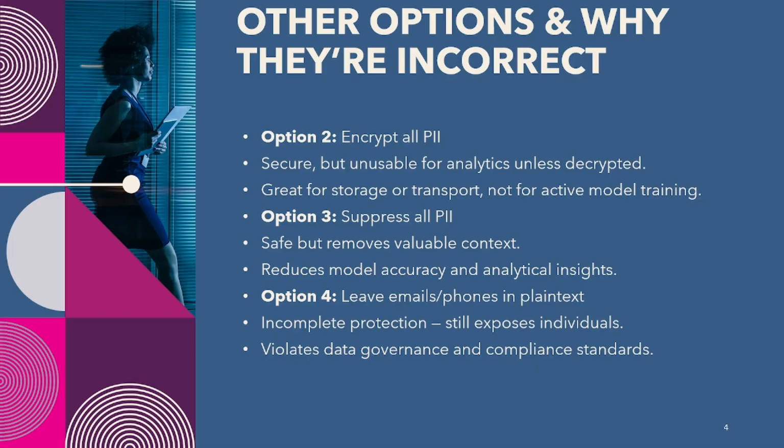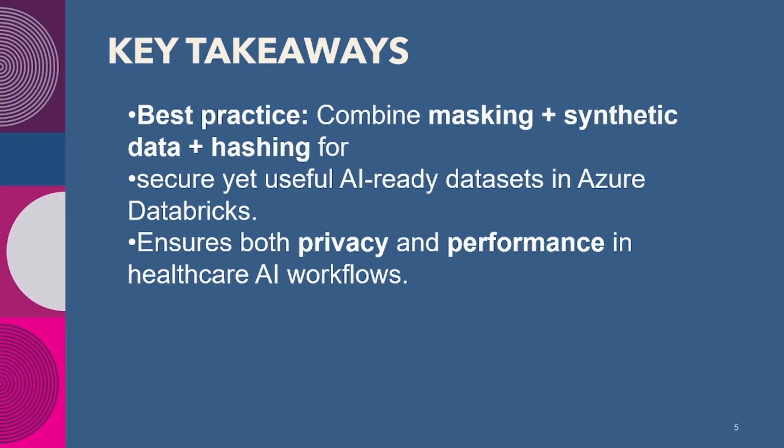So if you think about it, option 1 checks every box: privacy, compliance, and data utility. It's the kind of approach data engineers actually use in real Azure Databricks pipelines, especially when preparing data for large-scale AI projects. By combining masking, synthetic data, and hashing, you create a safe, realistic data set that's perfect for testing, modeling, and analytics. So to sum it up, anonymize smartly, not blindly. Protect personal data, but don't destroy its analytical value. Azure Databricks gives you the power to do both, and that's exactly what makes this question such an important one for anyone working in data science or cloud analytics.